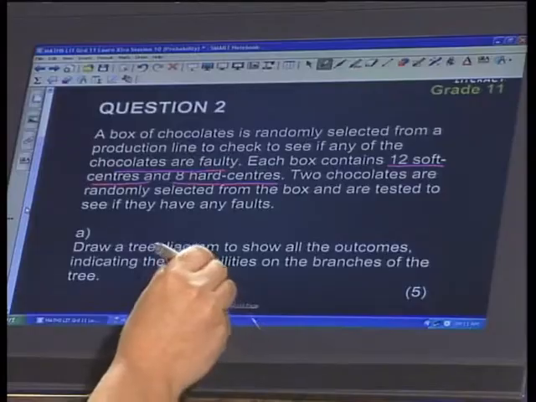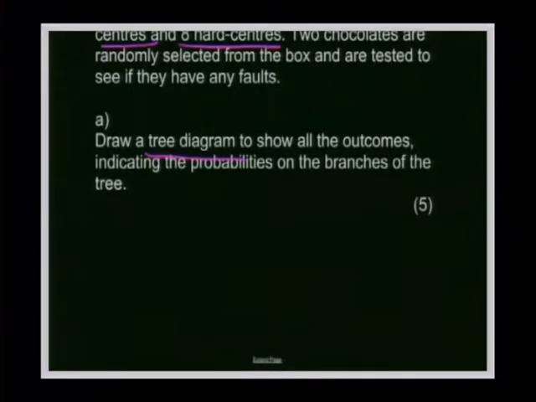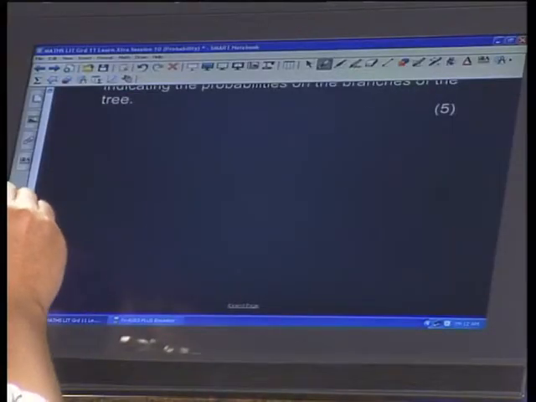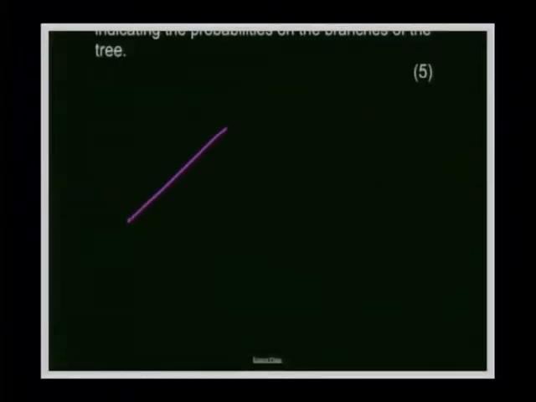First part of the question says, draw a tree diagram to show all the outcomes, indicating the probability on the branches of the tree. So first we need to draw our tree diagram and we need to show all the possible outcomes. So how many events have we got here? Remember, we've got 2 events occurring. We're taking out 1 chocolate and then we're taking out a second chocolate. So let's find a little bit more space. And I'm going to start in the center of the page. For my first event, we always start with the first event. We always draw all the outcomes for the first event.